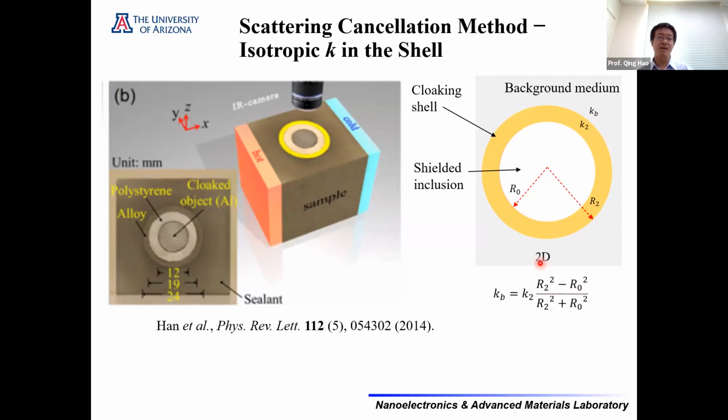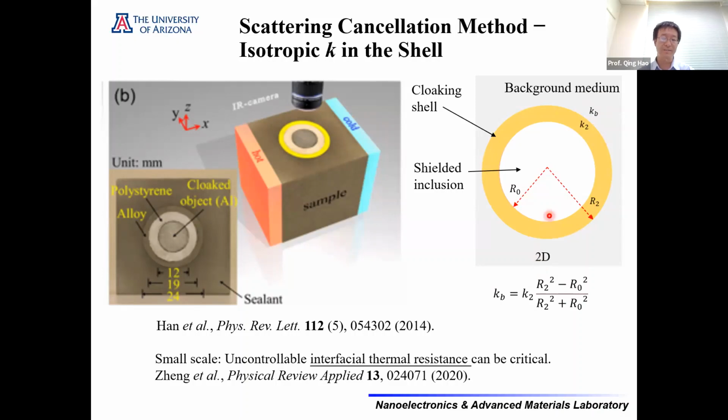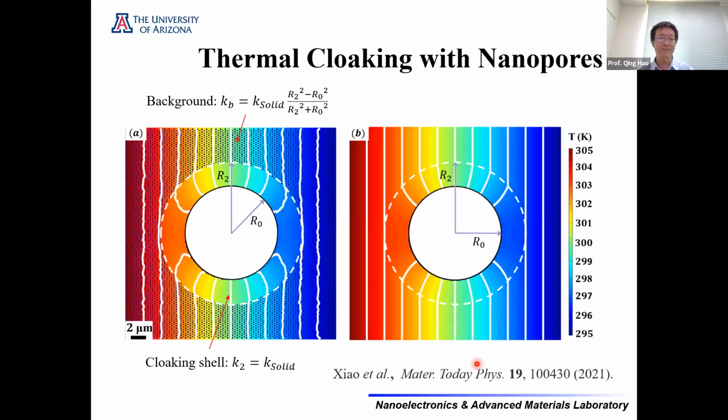This bulk composite design works pretty well for bulk materials. However, at nanoscales, it's not easy to use because at small scales, the interfacial thermal resistance becomes dominant and it's hard to control the resistance in experiment, right? So we thought about this problem. We think we can actually use a nanoporous pattern to pattern the nanoholes in the background medium region and lower the KB value to get our desired KB to K2 ratio, right?